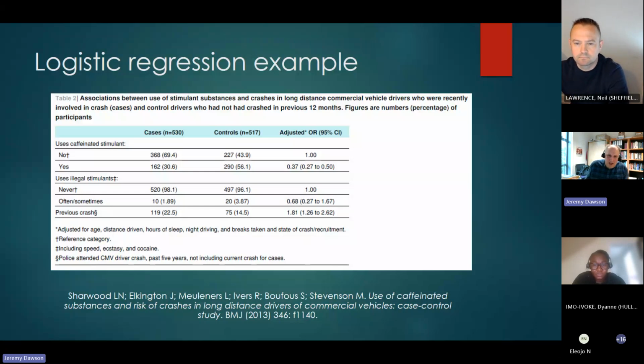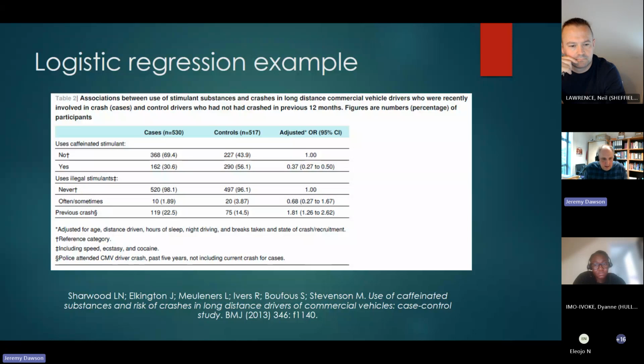The other thing I'm just going to mention here is that in terms of illegal stimulants, there's an odds ratio of 0.68, but the confidence interval here, 0.27 to 1.67, includes the value 1. And that's a relevant thing because for the odds ratio, the value of 1 is the null value, the one which means there's no effect. So that would mean that the use of illegal stimulants is not a significant predictor of crashes in this case, because if you multiply something by 1, it stays the same as it was.